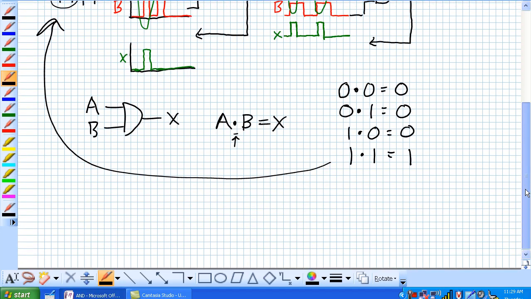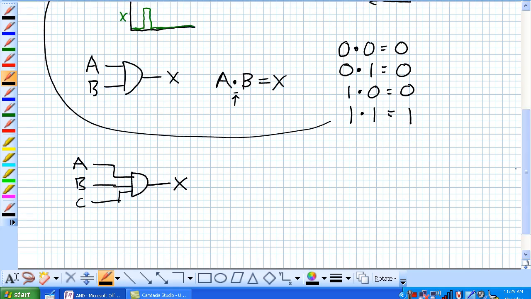Now, what's cool about this is you can actually extend our double-input ANDs to cases where there's three inputs. All three inputs need to be simultaneously true for X to be true also.